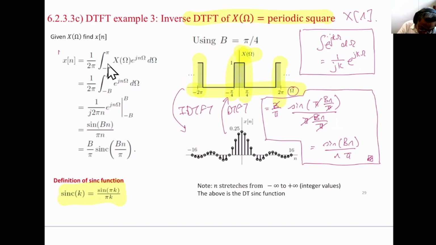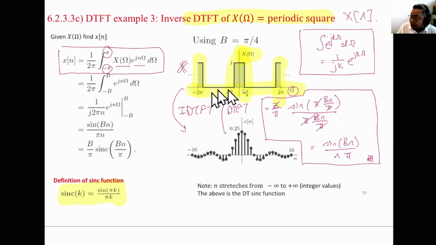Let us see what is the inverse DTFT of the square pulse. So remember that this is the inverse DTFT equation, which is 1 over 2 pi, integrate over one period, which is 2 pi, of X(omega) e^(j omega n) d omega. Now all we need to do is to plug in what X(omega) is, and X(omega) is this pattern over here. And of course, this has finite support. Basically, it is only non-zero from minus pi over 4 to pi over 4.